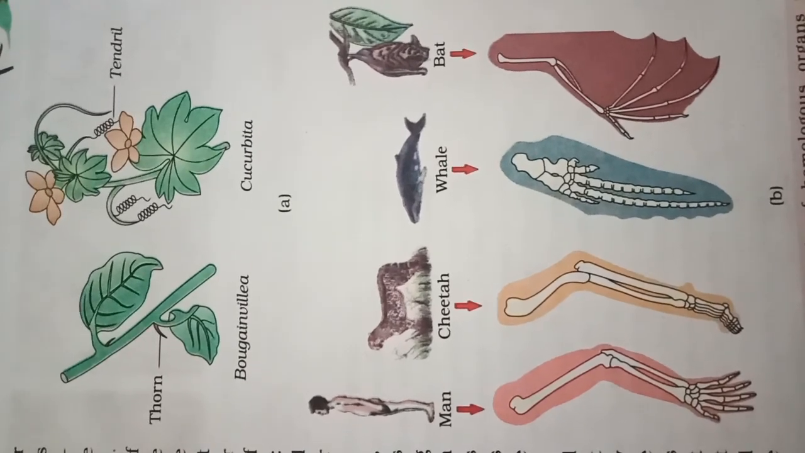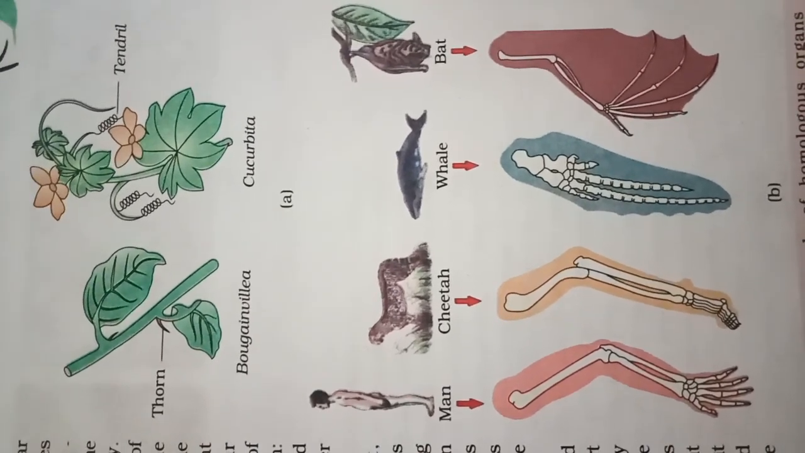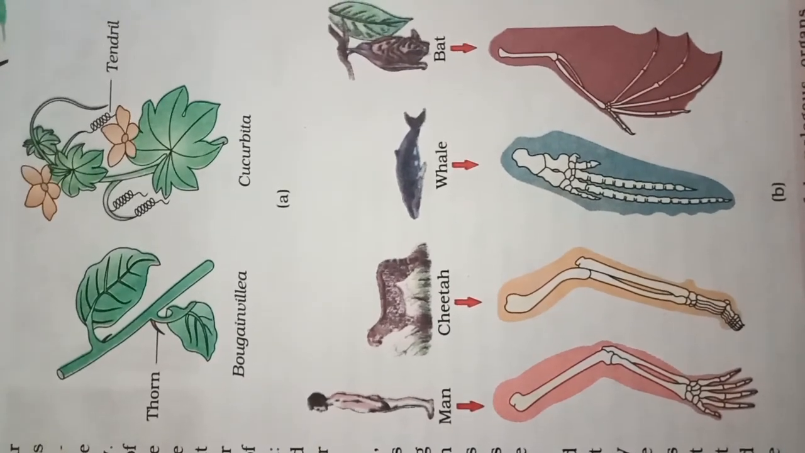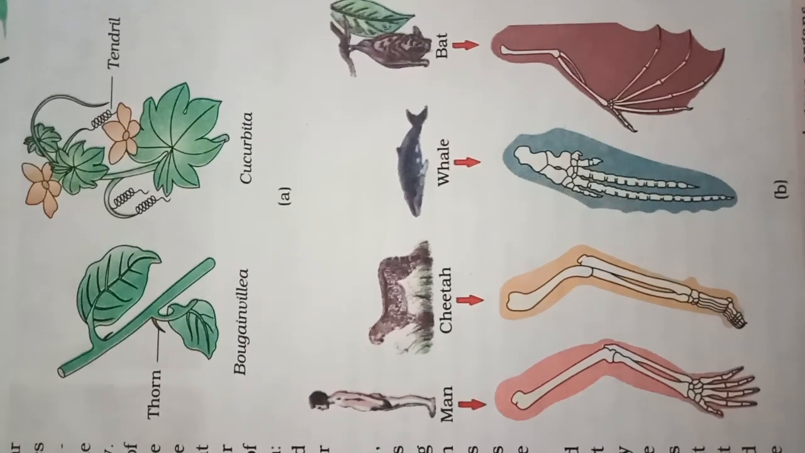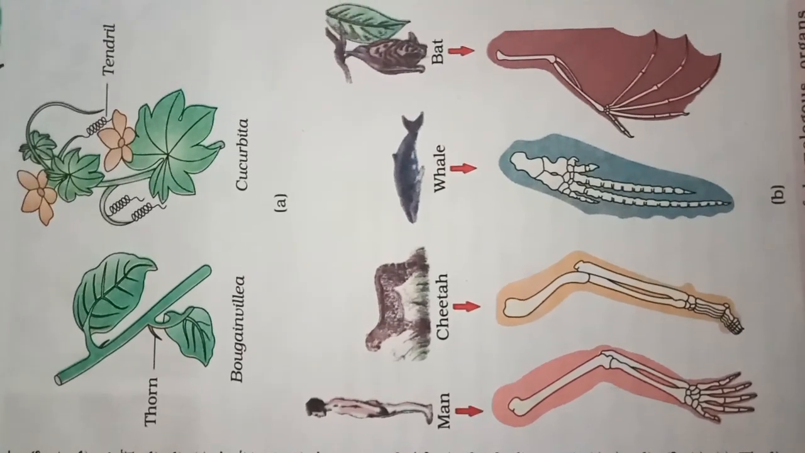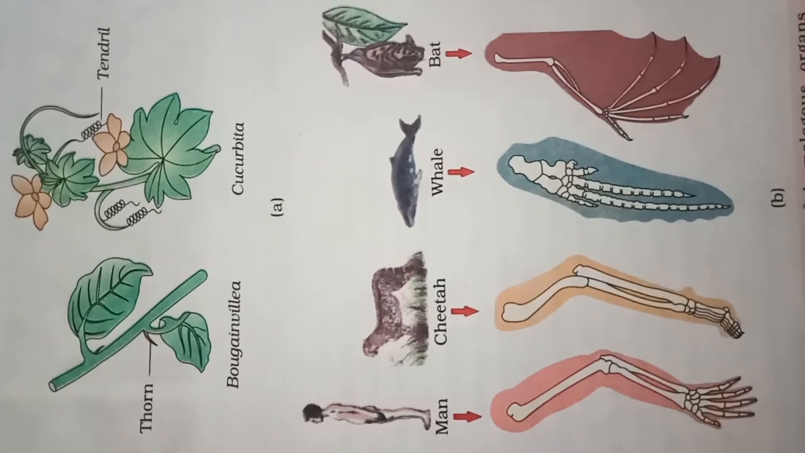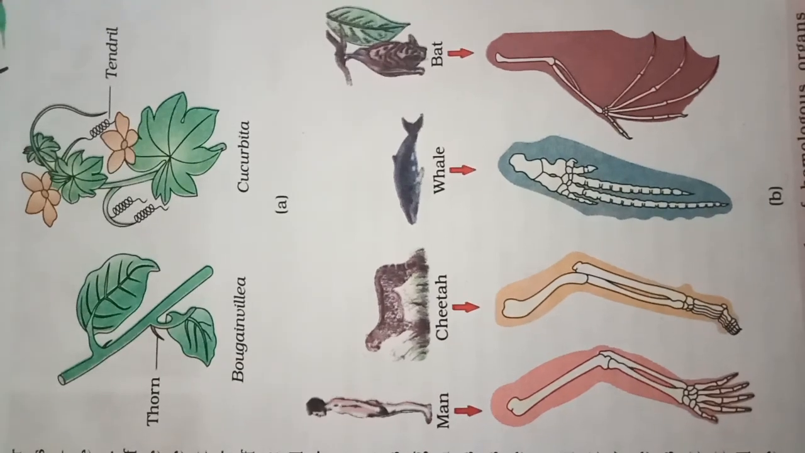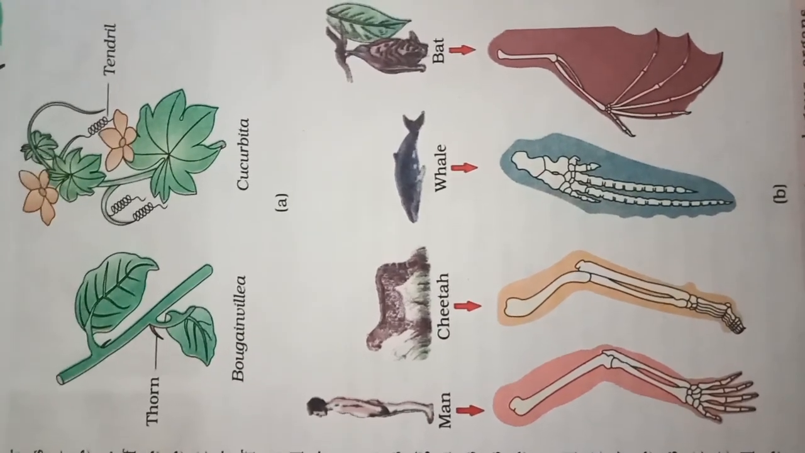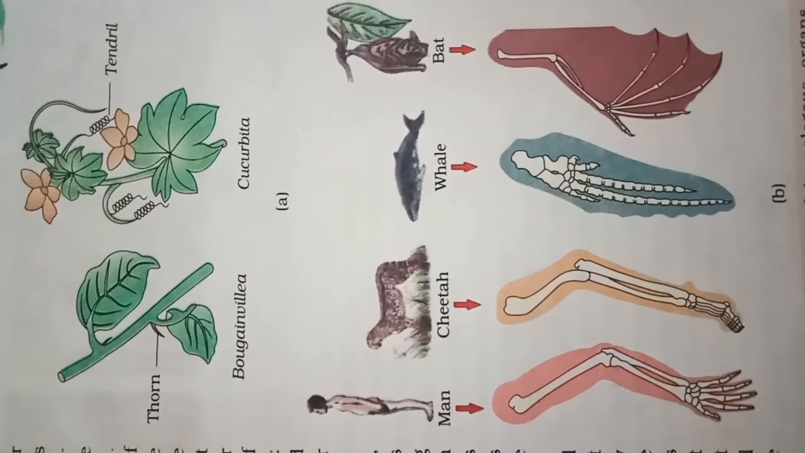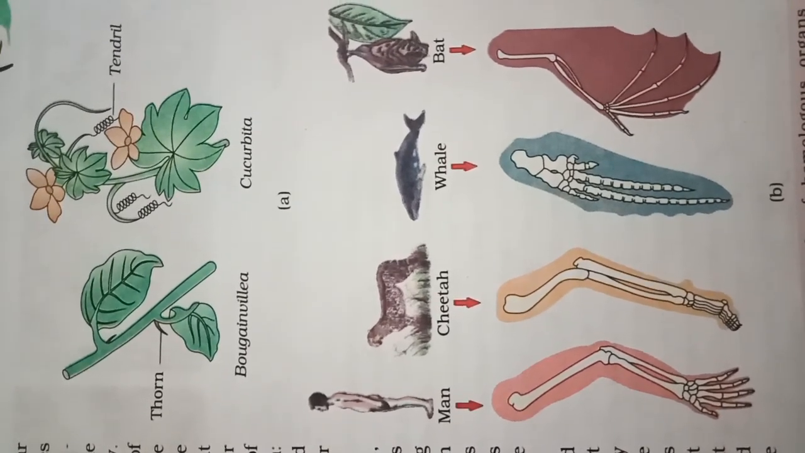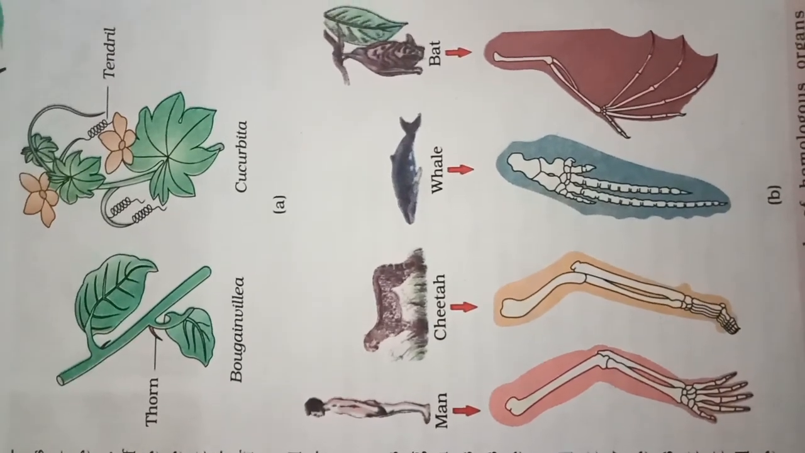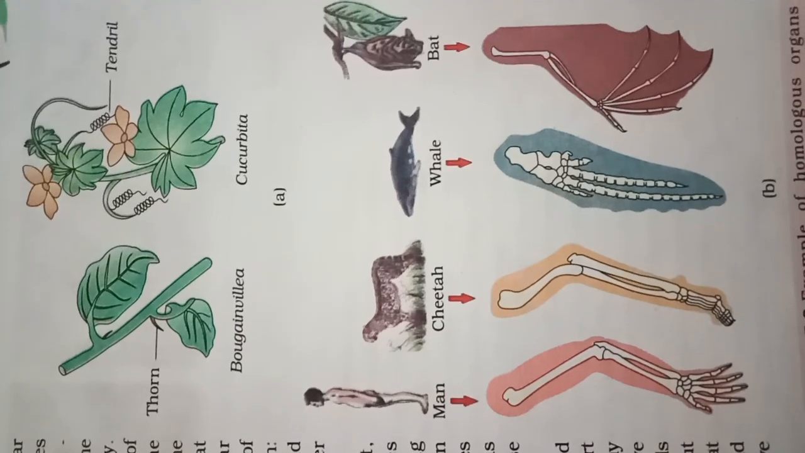What are homologous organs? Those organs which have the same basic structure but perform different functions. It indicates that they may have common ancestors because they share the same basic structure. So this is known as homologous organs, having the same basic structure and different function. Now let's discuss with examples.